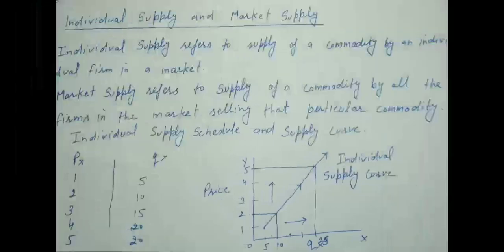Next one, we are discussing individual supply and market supply. Individual supply refers to the supply of the commodity by an individual firm in the market.